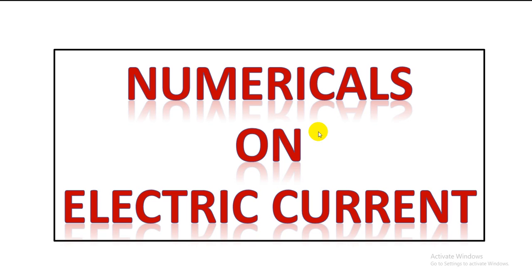Hello everyone. Here we are going to discuss some of the numericals based on electric currents. So let us see what the numericals are. Basically we will be considering the formula I is equal to Q upon T, where Q, depending on the number of electrons, can be written as N into E, where N is the number of electrons and E is the charge on electrons. So based on that formula only we are going to discuss some of the numericals.